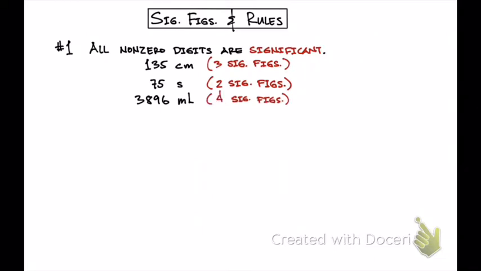Okay, so the first rule is pretty simple, right? You don't have to overthink it. All non-zero digits are considered significant.